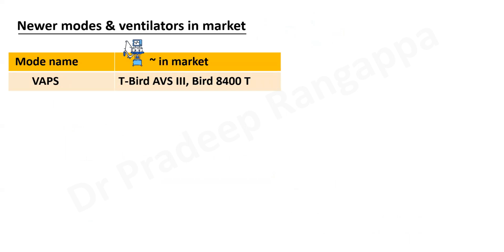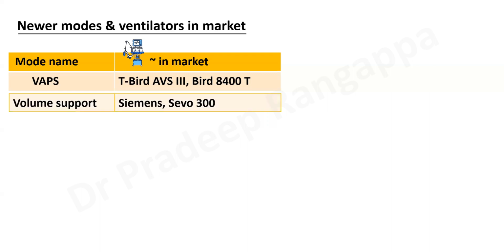So it's very important to know the different nomenclatures used with different ventilators. So we'll go very slowly with this. This is very important. When you use VAPS, which is volume assisted pressure support, this is a nomenclature which is specific to T-Bird and Bird ventilators.